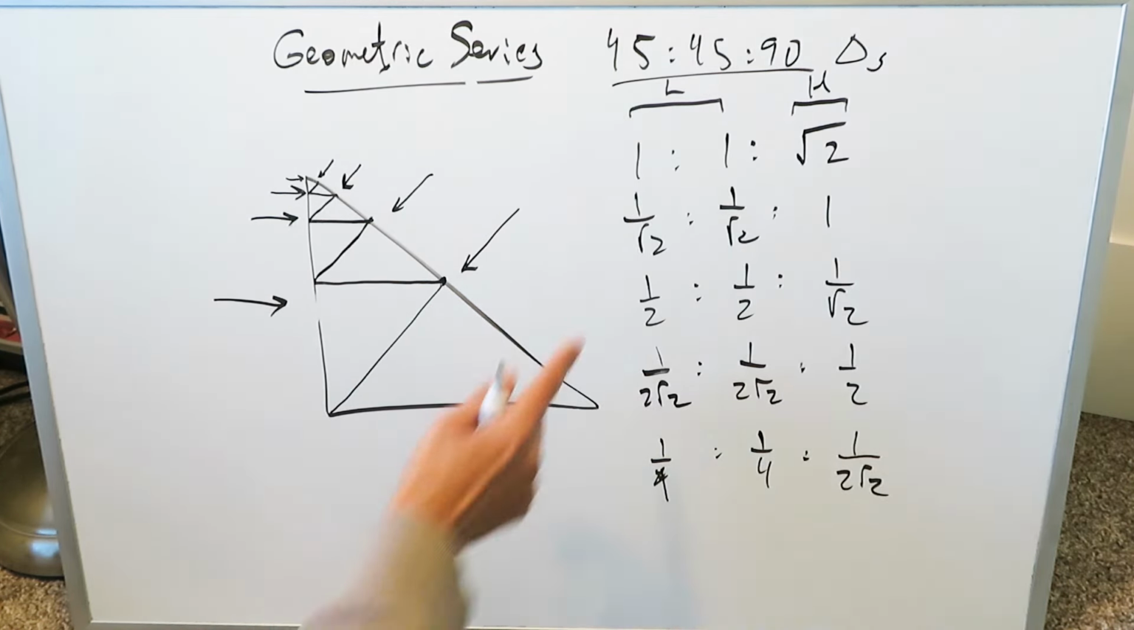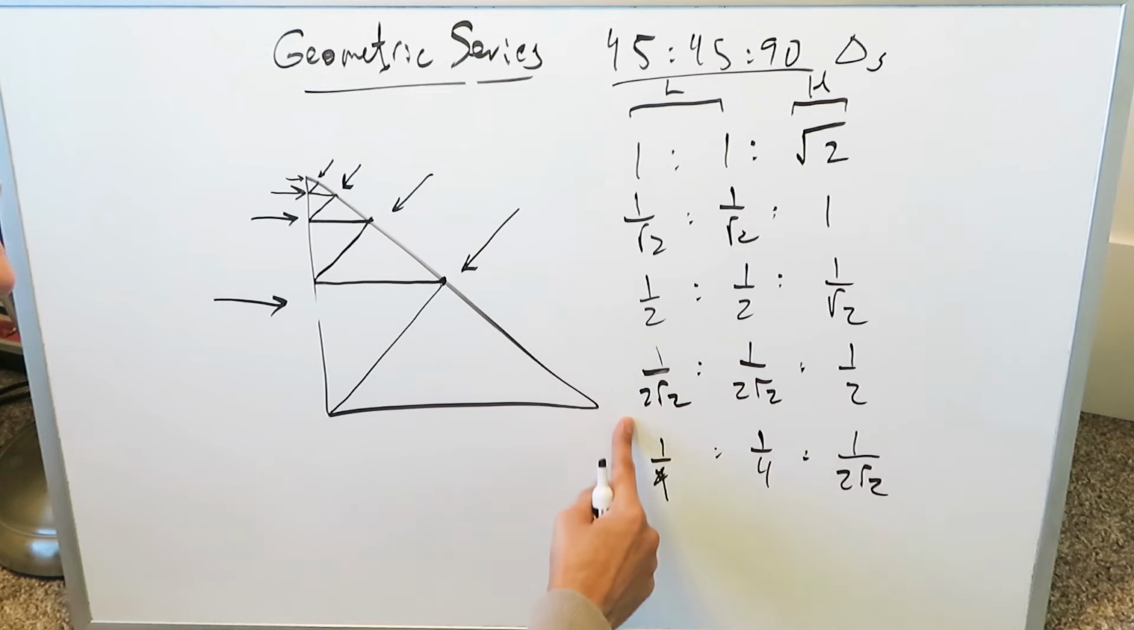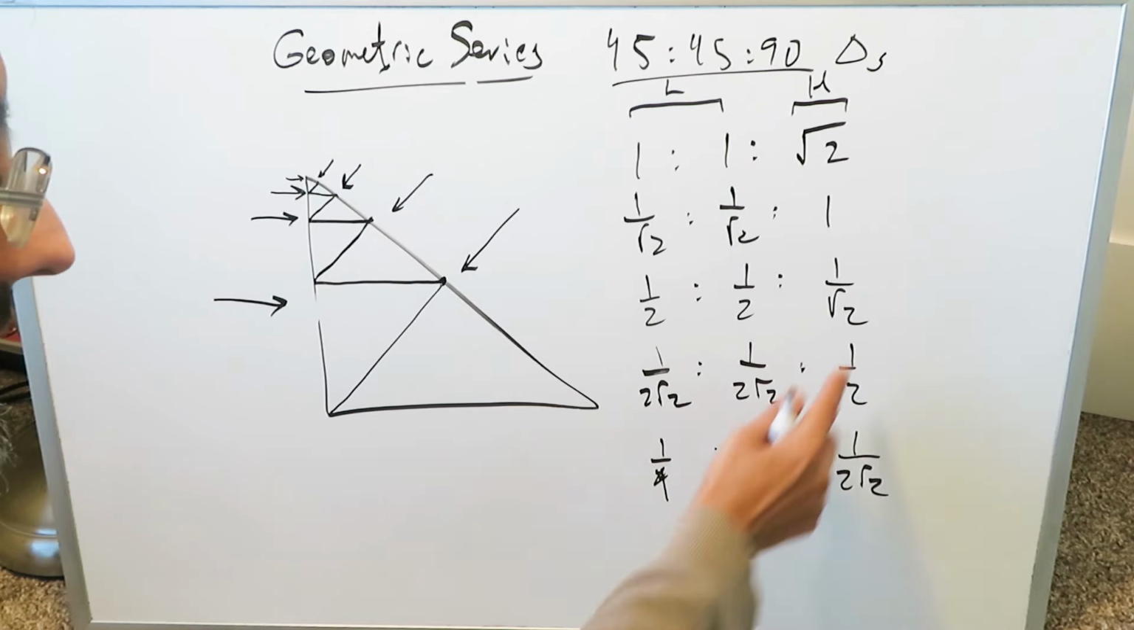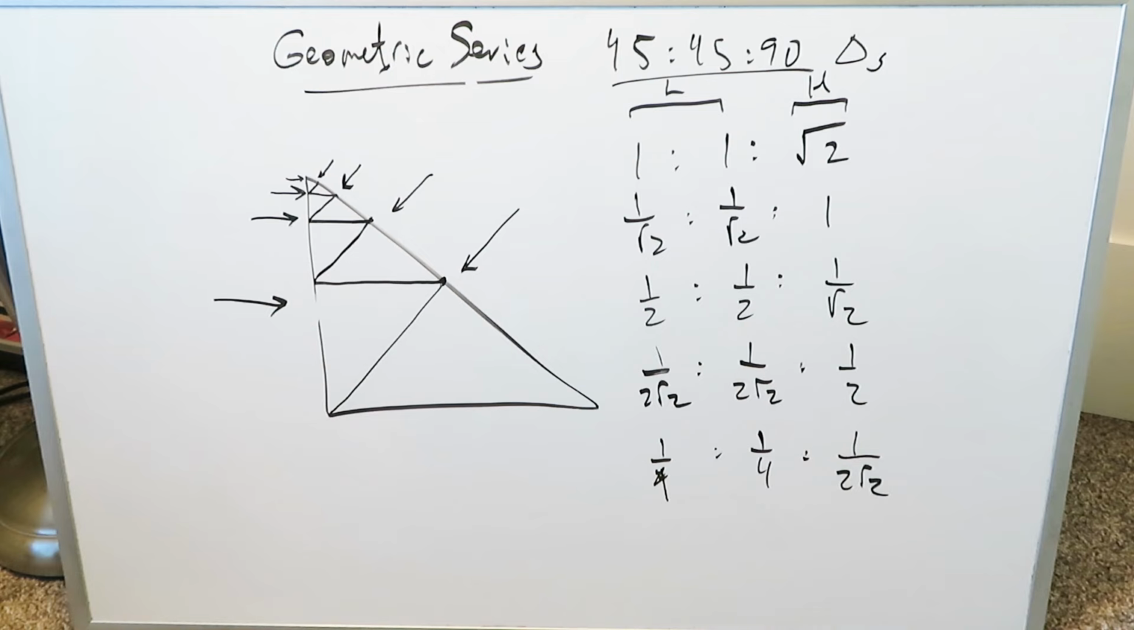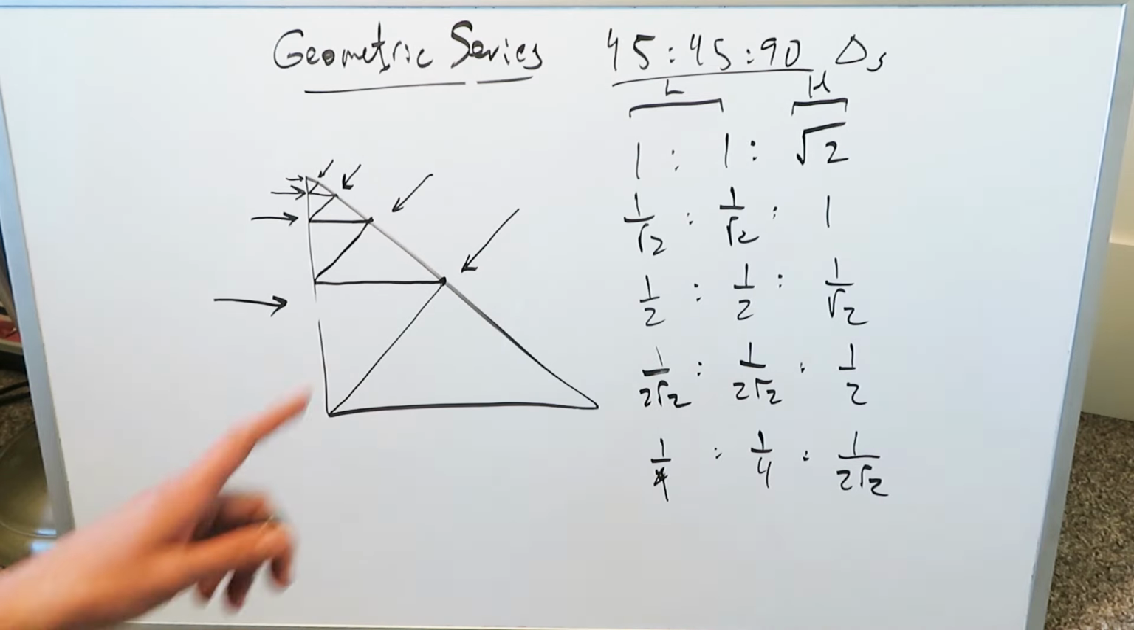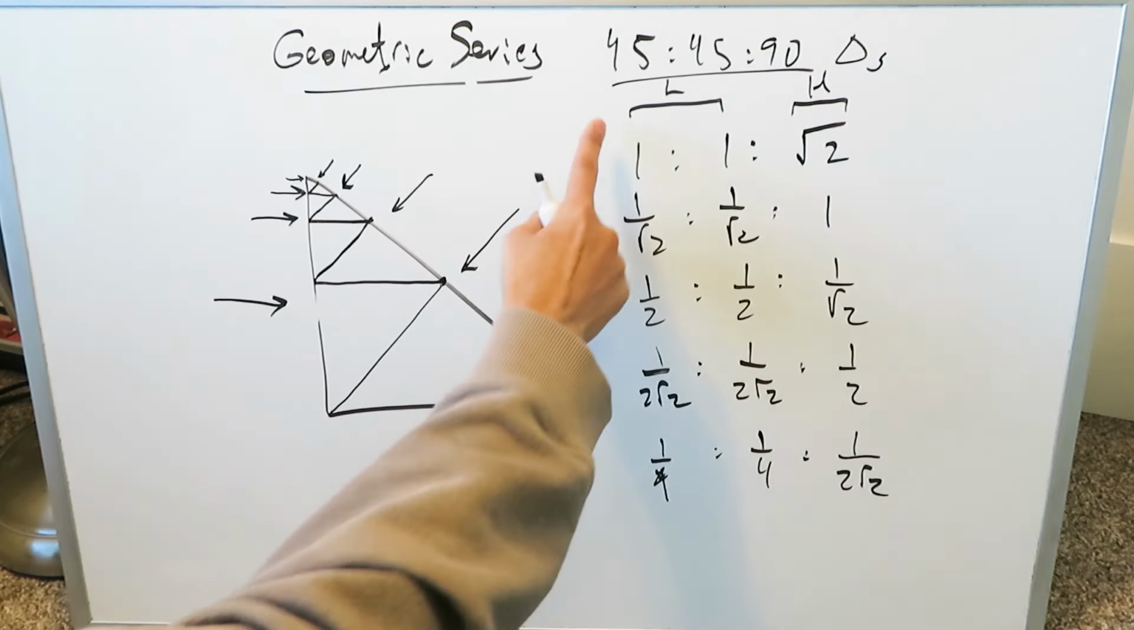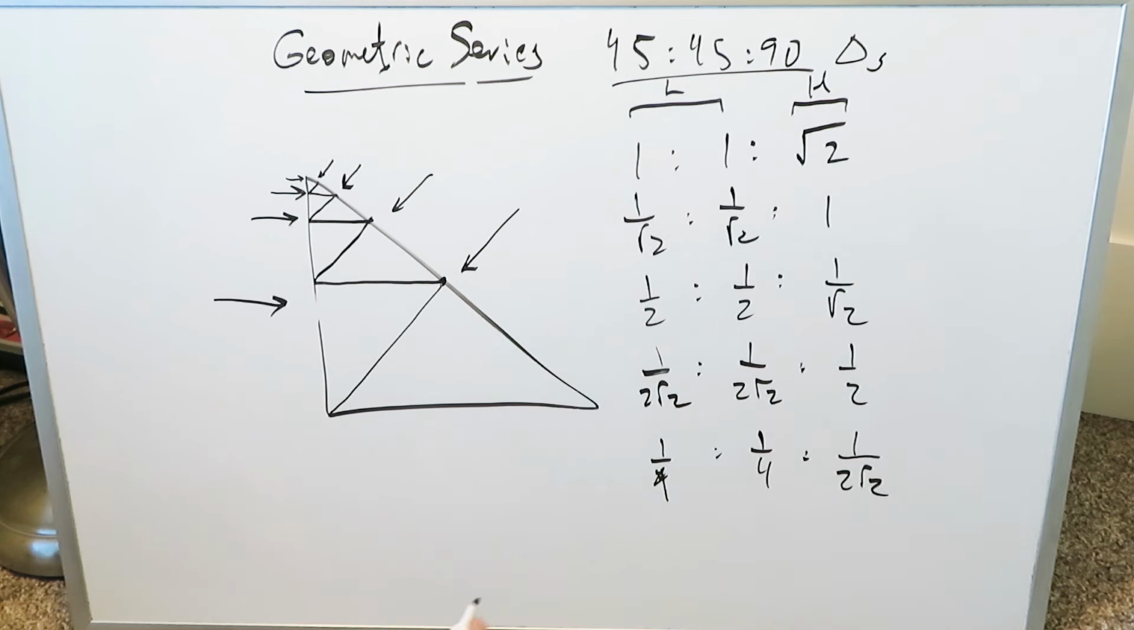Now let's start analyzing these. The dimensions of these lengths are infinite geometric series. The dimension of the hypotenuse is an infinite geometric series, and you can see it. There's a common ratio over here. In this column right here, the common ratio is 1 over root 2. Take any value and divide it by the value before.